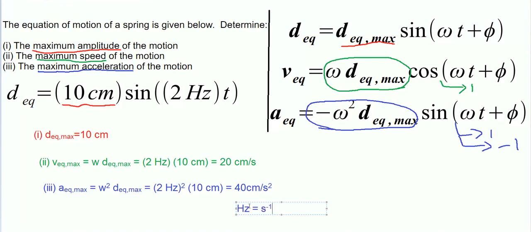Or alternatively, if you like fractions, 1 divided by seconds, like so. And that's all you need to do here. So if you have the characteristic equation, finding these key properties of oscillatory motion is as simple as comparing what you've got to the actual numbers that you've been provided with.